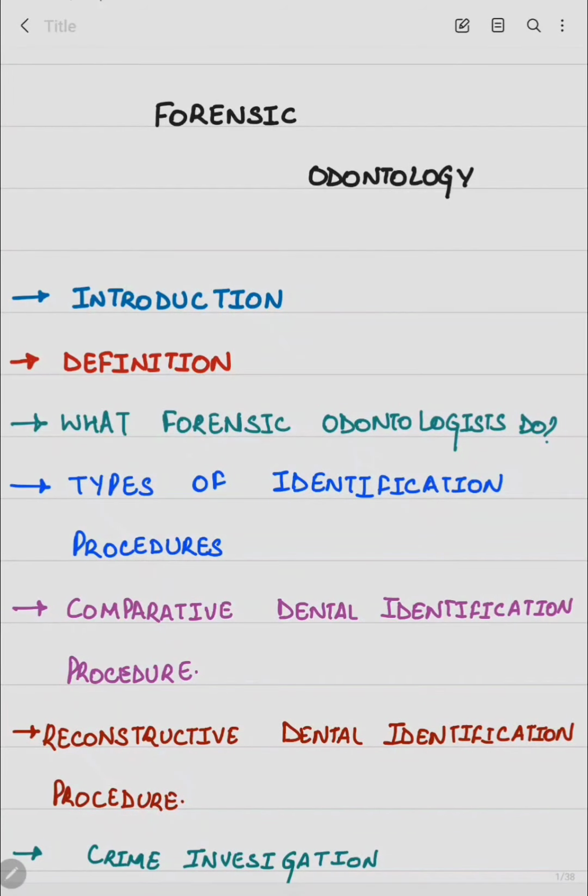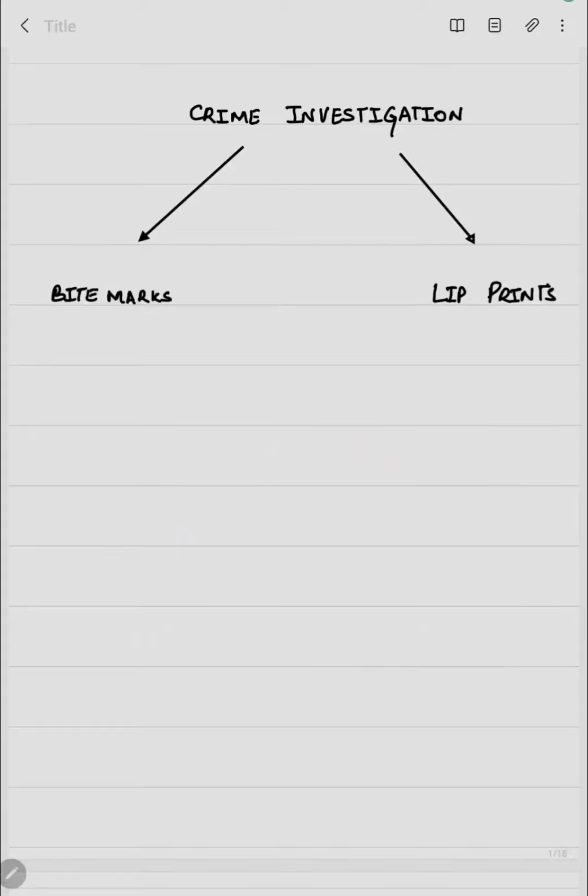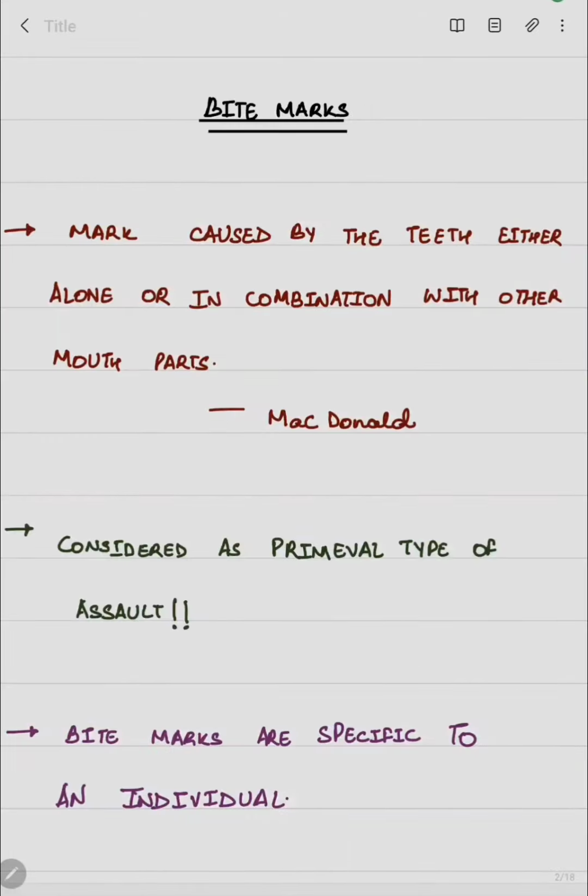Hey all, in previous videos I have covered all the topics of forensic odontology, that is its definition, what forensic odontologists do, types of identification procedures. Now the last topic which is left is crime investigations. So in this video we will discuss crime investigations, right? In crime investigations we are supposed to cover two main topics, that is bite marks and lip prints. Let's discuss one by one, right?